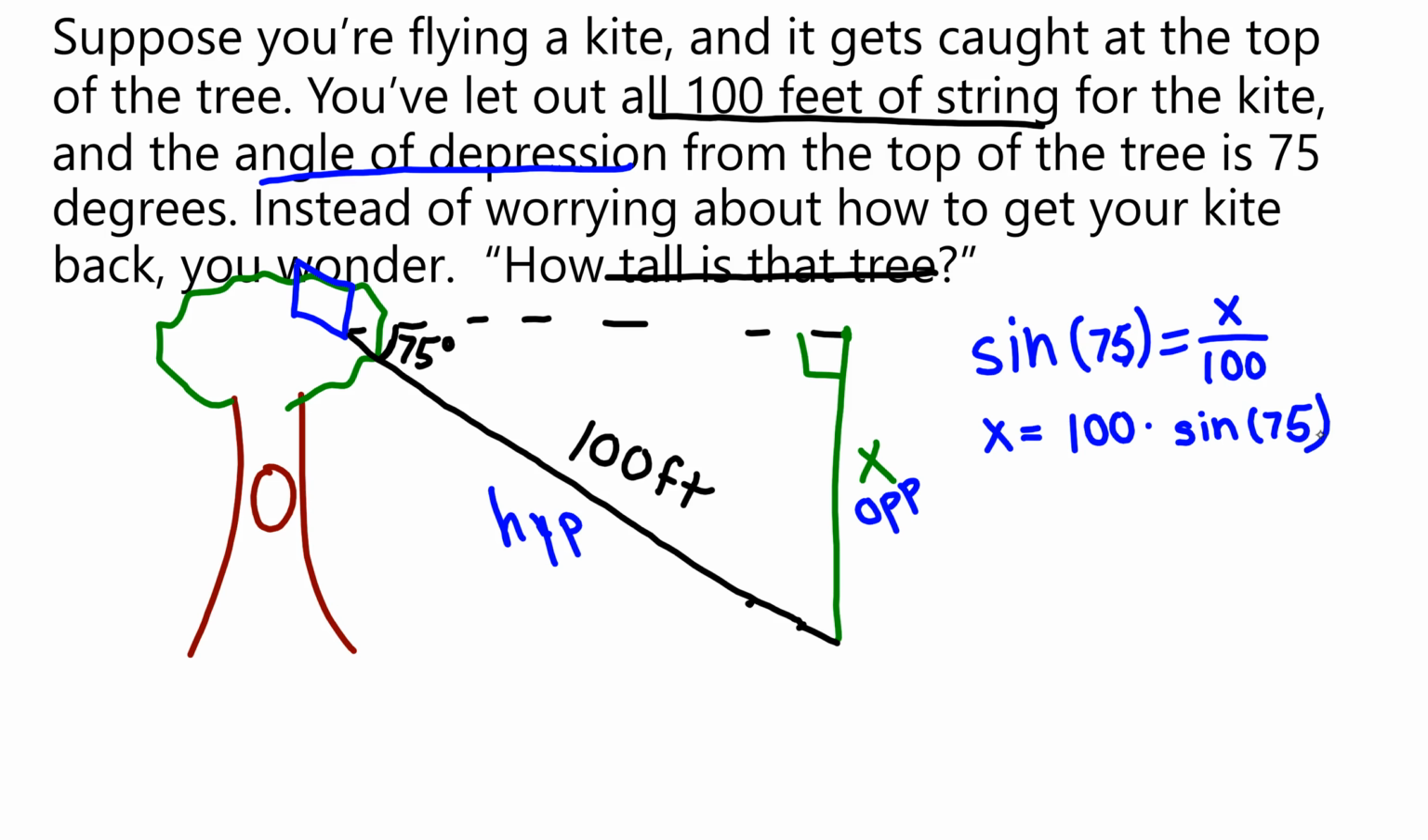Now from here, all we do is put that into our calculators, and we should get 96.593 feet. So that shows us how tall this tree must be. That's a pretty tall tree, 96 feet. How we got our kite that high, I do not know.